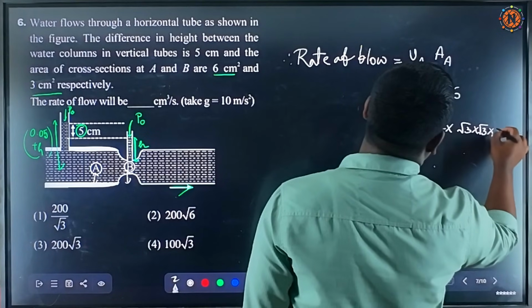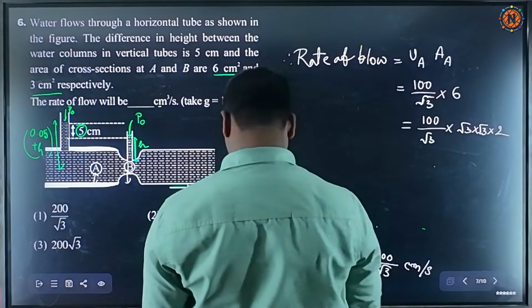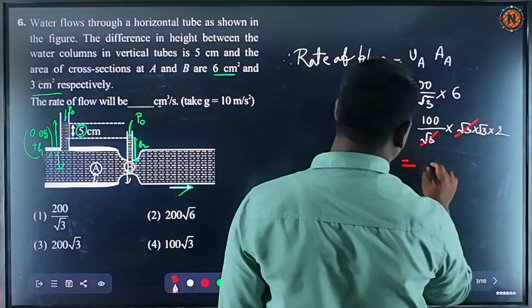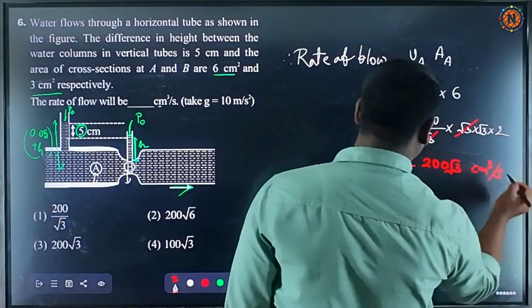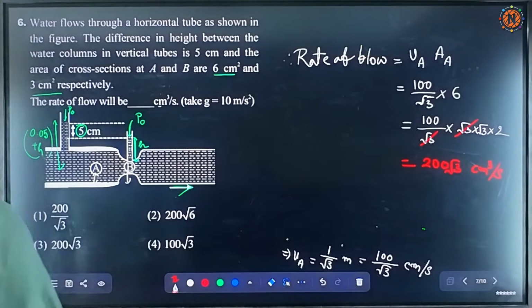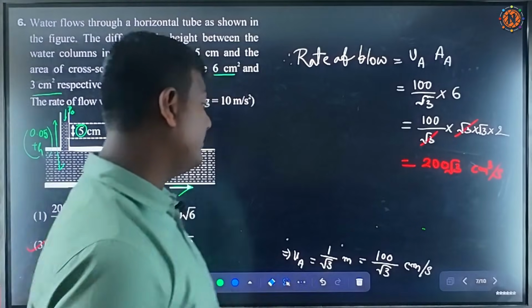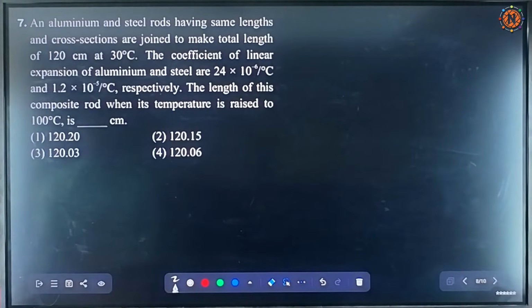6 can be written as root 3 into root 3 into 2. So you can see one root 3 will cancel, so 2 into 100, 200 root 3 centimeter cube per second. This is the answer. So option 3. Very easy question, but it takes some time. Okay, let's go to the next question.